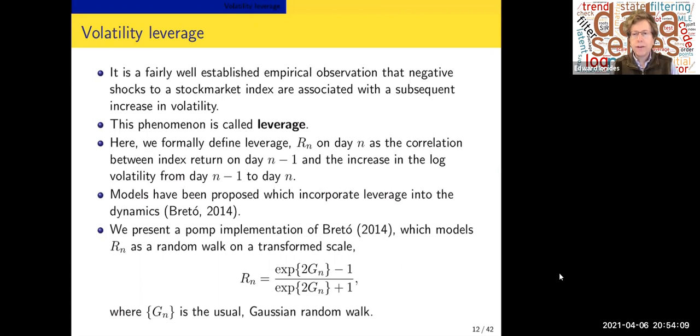This is based on the fairly well-established empirical result that when the stock market has a big drop, that's associated with an increase in volatility. It's called leverage. It's somehow an asymmetry: drops and positive jumps in the market don't have the same volatility consequence. This is something that the GARCH and ARCH models can't explain.